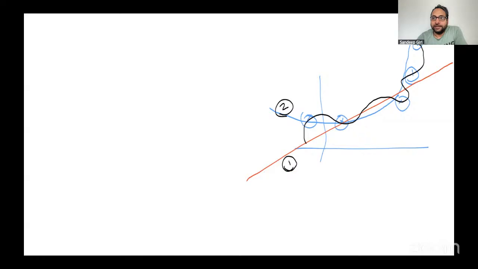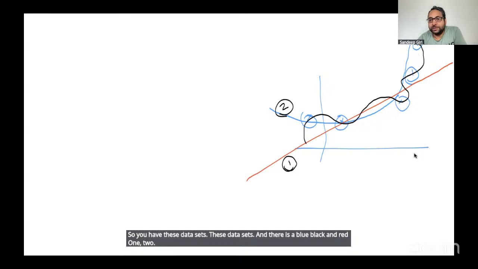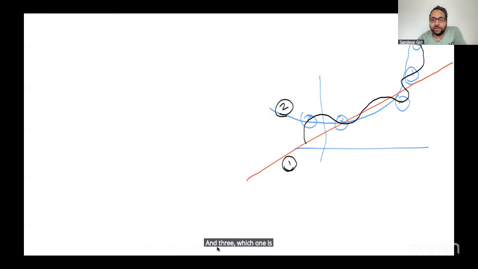So you have these data sets, and there is a blue, black, and red curve, one, two, and three. Which one is most suitable? That's correct, the second one is.